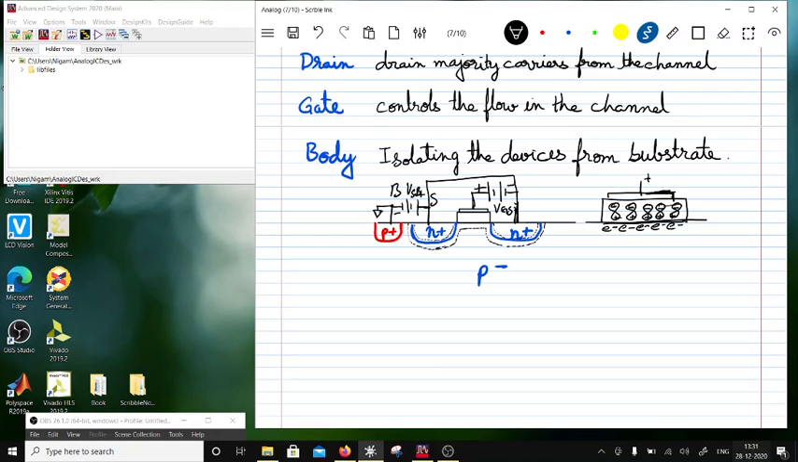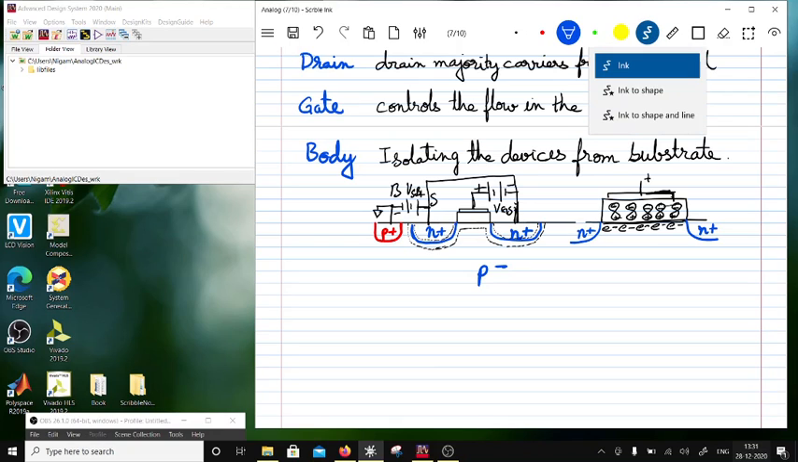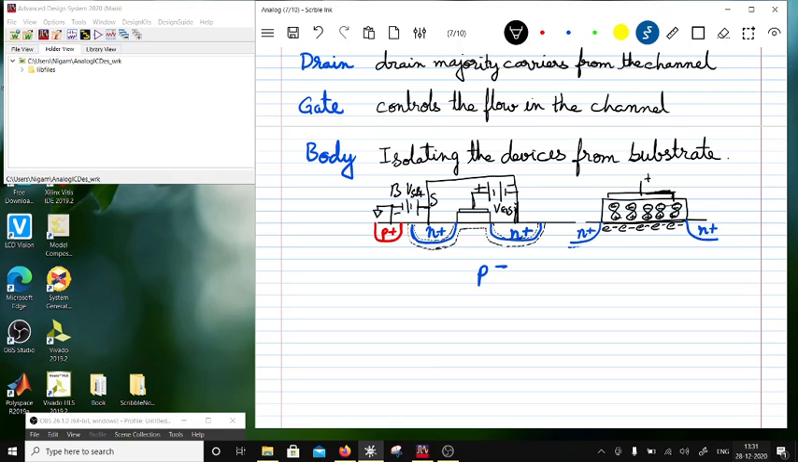Okay, so over here there will be the source, and over here there will be the drain. As I keep increasing VGS, what's going to happen? This depletion region is going to remain the same, but here it is going to widen.